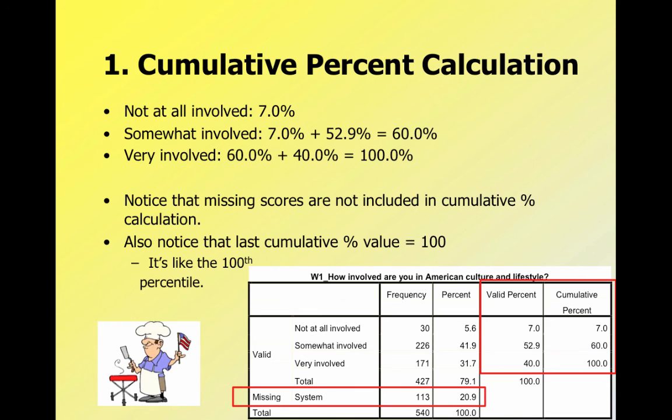It's just like the 100th percentile, right? 100% of people said that they were not at all involved, somewhat involved, or very involved in American culture and lifestyle. 60% of people said that they were not at all involved or somewhat involved. You could also flip it around the other way, depending on how we set this up. It could simply be that very involved is in the top row, somewhat involved in the middle, and not involved on the third row, and you'd then have 40% of people were very involved, 92.9% of people were very involved or somewhat involved. So that's just another way of how we can set up, calculate, and interpret cumulative percent.